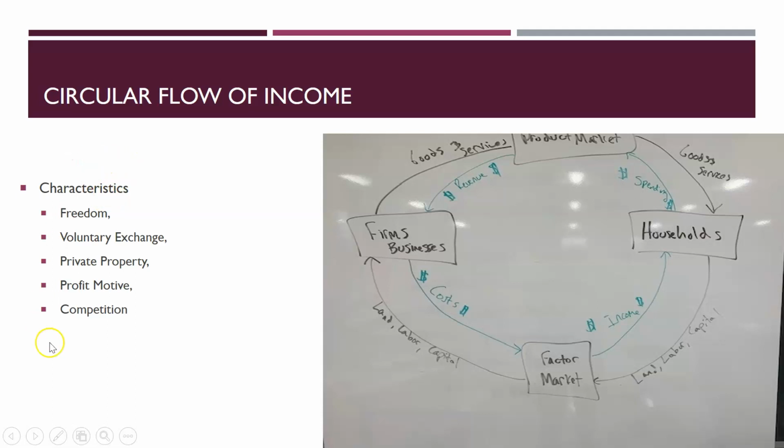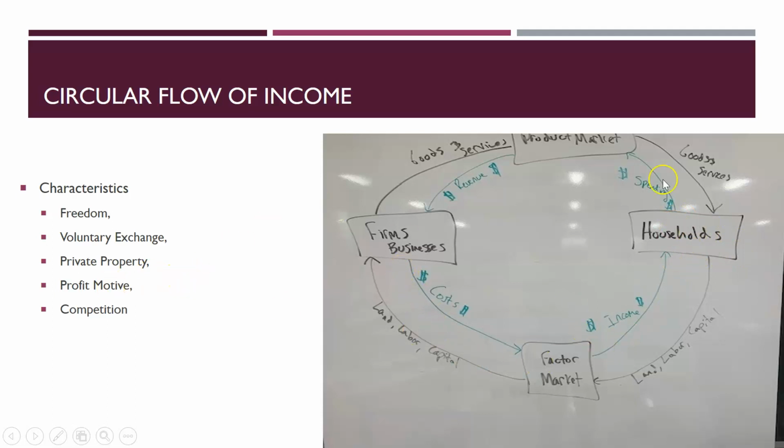And so everything here within the characteristics of capitalism can be shown here. Freedom and voluntary exchange, yes, you are not forced to work for a business, right? You are not forced to buy a good or service, right? So that's voluntarily happening. Private property, well, individuals own the factors of production, right? This is not government here doing it. It's individuals that own this and are selling this to businesses.